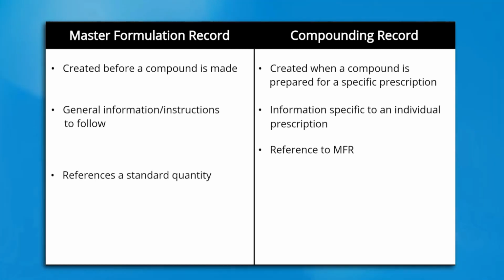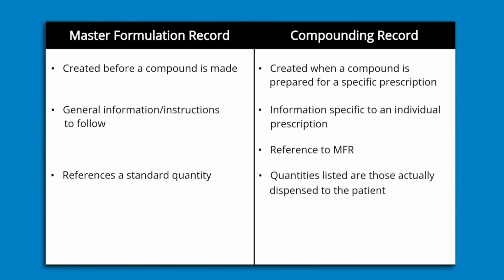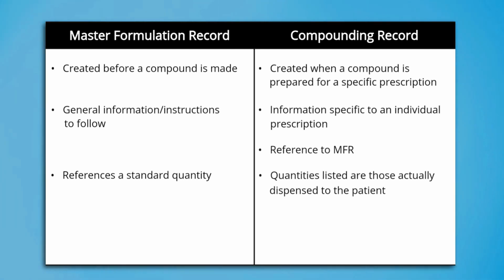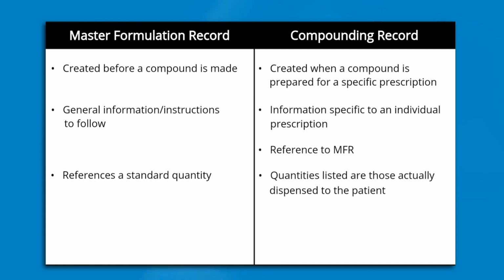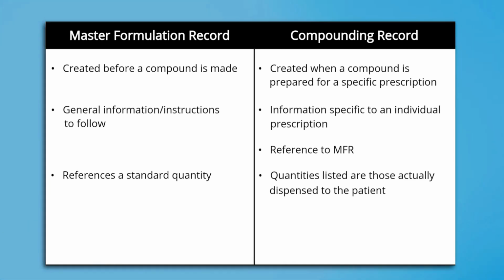An MFR lists ingredients, quantities, and calculations for a generic amount determined by the individual who developed it. The quantity listed will not change regardless of what quantity is dispensed for a prescription. On the other hand, compounding records include the quantities used to prepare each individual prescription and would change depending on the amount dispensed. The quantities and calculations included in the MFR can be referenced to make sure the quantities that print on each prescription-specific compounding record are correct.